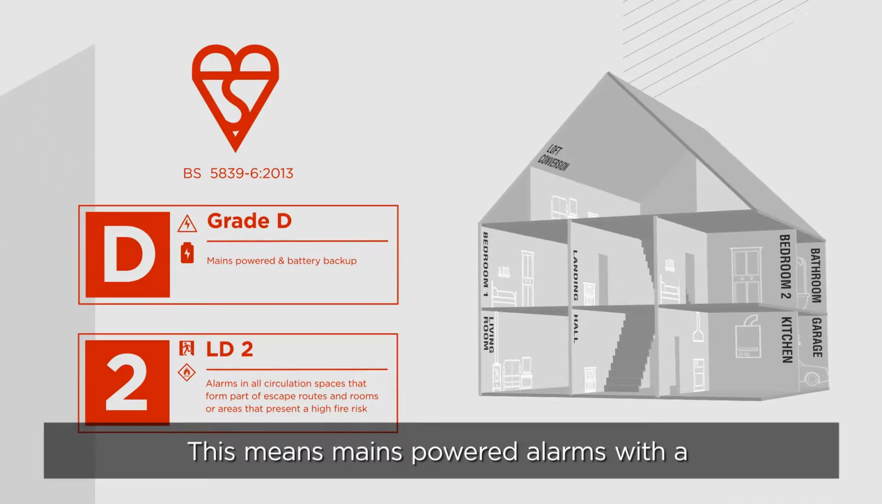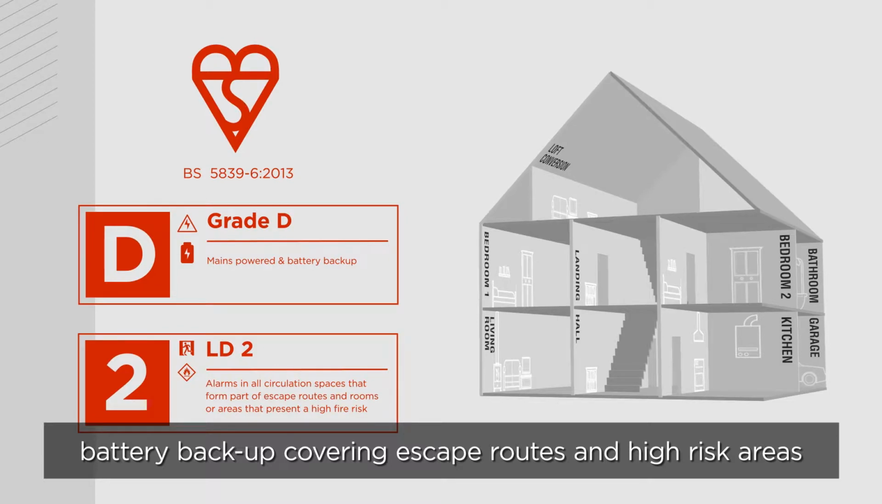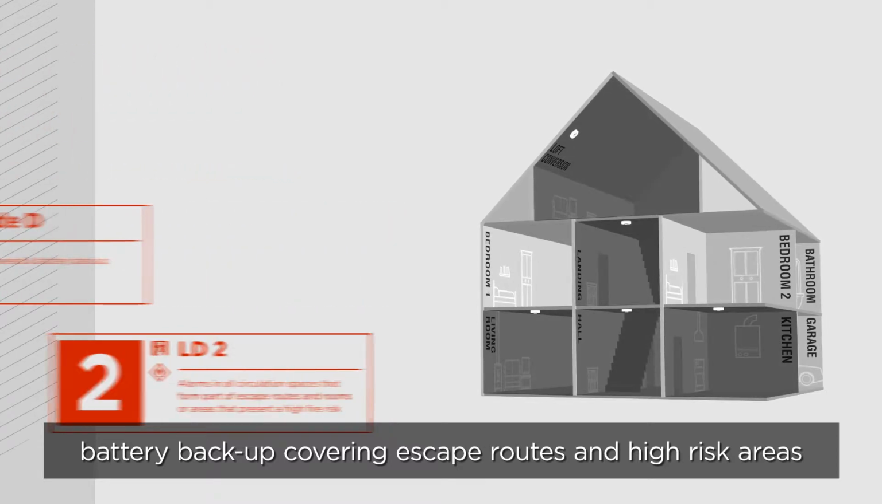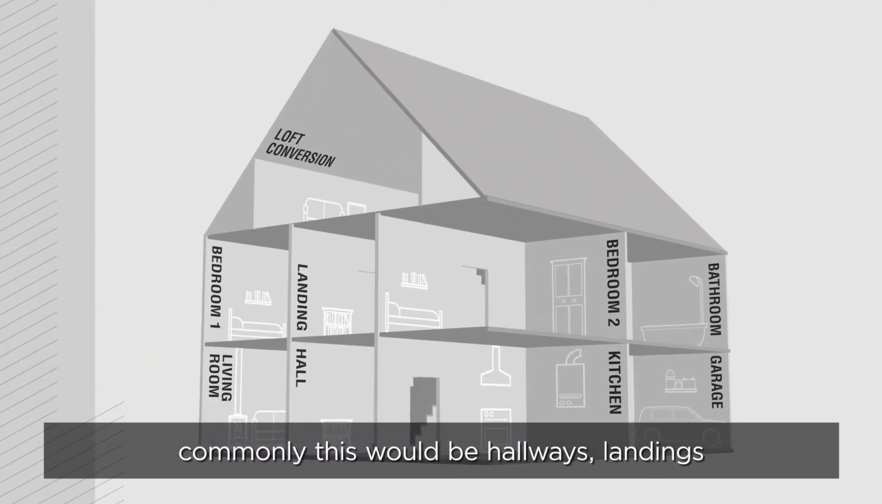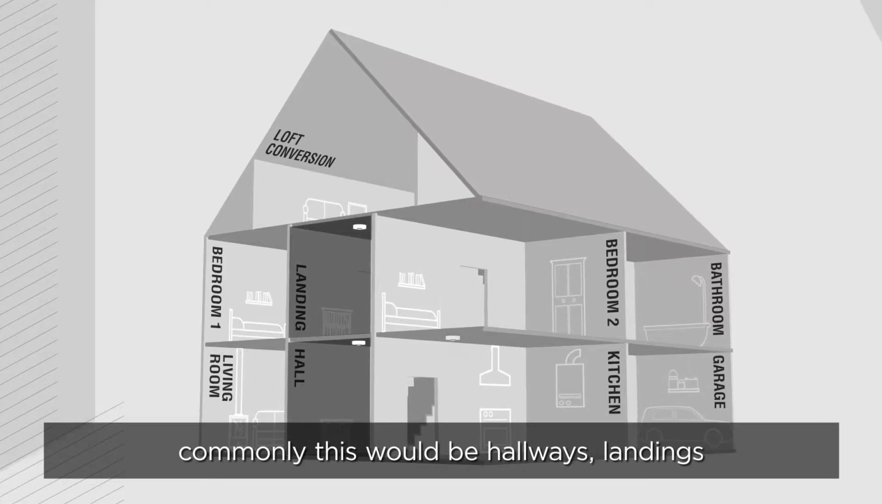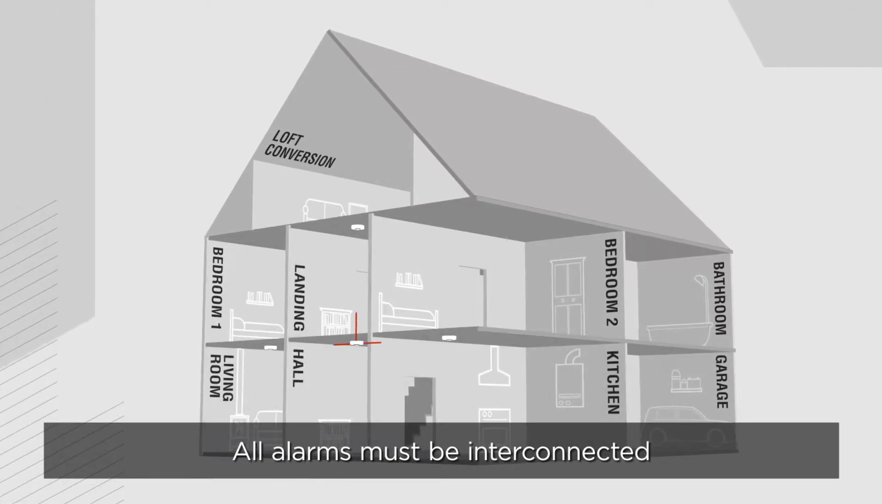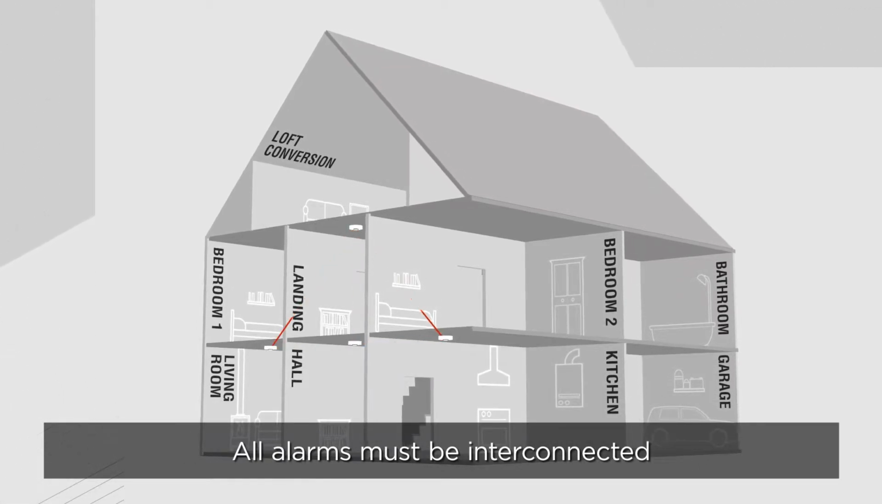This means mains-powered alarms with a battery backup covering escape routes and high-risk areas. Commonly, this would be hallways, landings, kitchens and living rooms. All alarms must be interconnected.